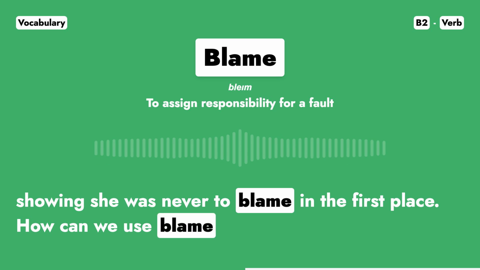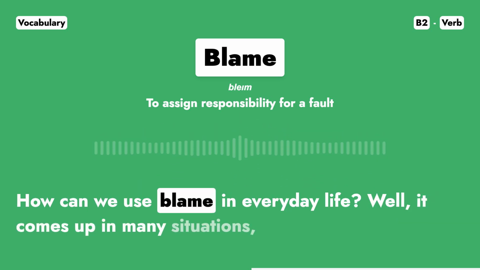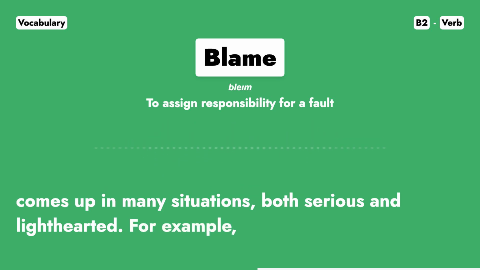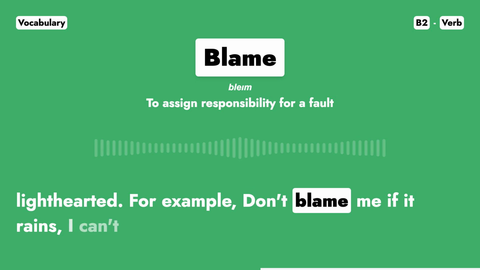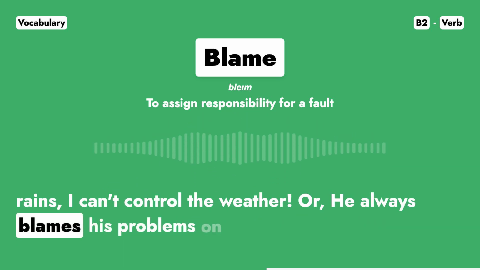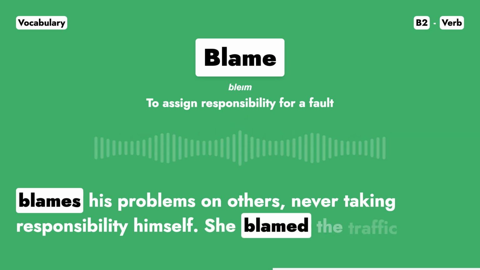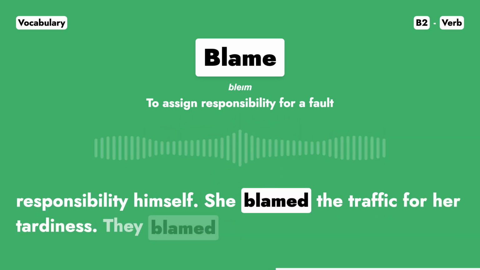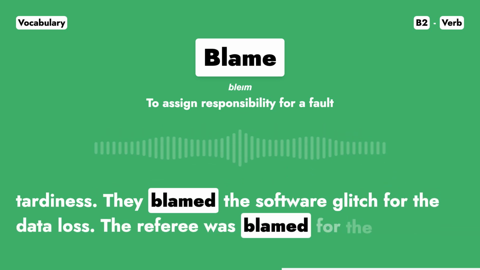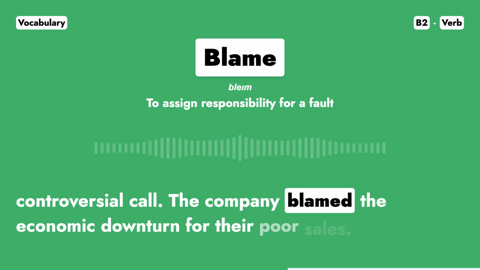How can we use blame in everyday life? Well, it comes up in many situations, both serious and lighthearted. For example, don't blame me if it rains. I can't control the weather. Or, he always blames his problems on others, never taking responsibility himself. She blamed the traffic for her tardiness. They blamed the software glitch for the data loss. The referee was blamed for the controversial call. The company blamed the economic downturn for their poor sales.